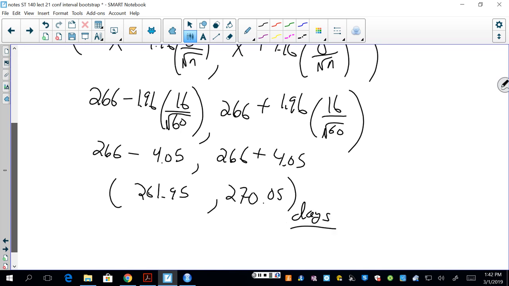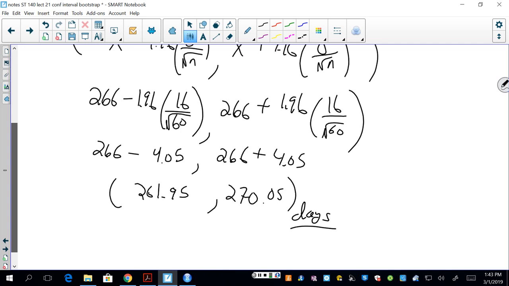So if we had 60 women and they had an average of 266, and the other assumptions about the deviation were as stated, for this population these women are a sample from, the average gestational age at birth looks to be between 262 and 270 days. And so we report with confidence that it seems to be in that interval.